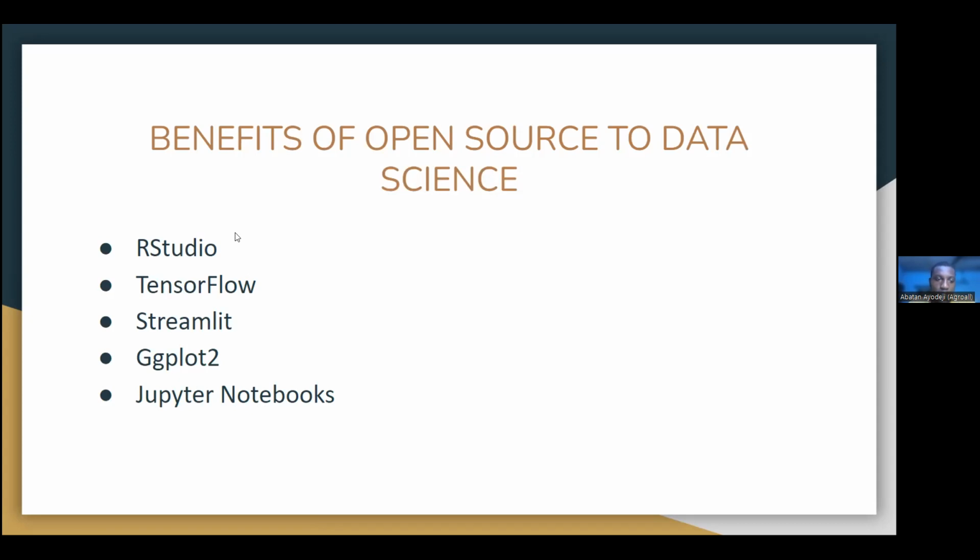RStudio and Jupyter Notebooks are coding IDE platforms that are built completely through open source. TensorFlow is a machine learning package, one of the most popular. Another example of a machine learning package built through open source is scikit-learn, which is perhaps the most popular machine learning package and is also built completely through open source. There is Streamlit, a data visualization and model deployment application that is built completely through open source.